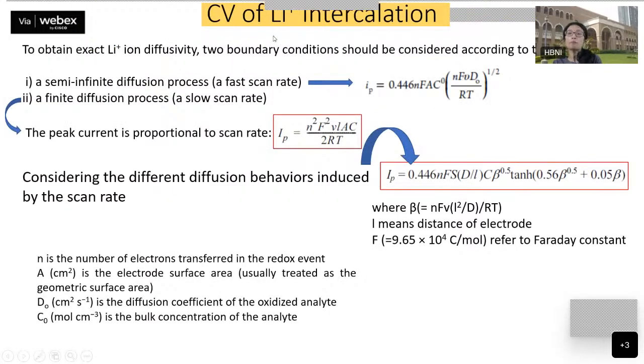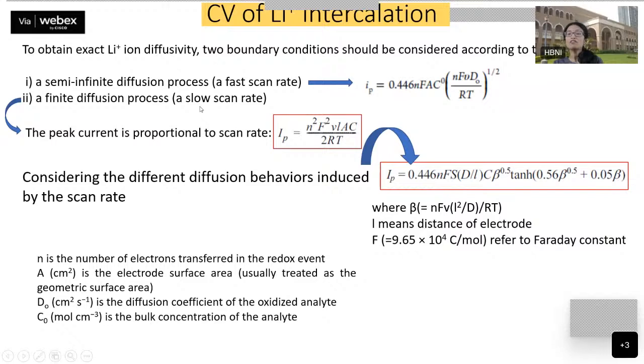Now we'll talk particularly about CV of lithium intercalation. If you want to obtain exact lithium-ion diffusivity, which is very important when you are testing any electrode material, two boundary conditions should be considered according to the scan rate. One is a fast scan rate, when you have a semi-infinite diffusion process. In that case, you have an equation which is similar to the Randles-Sevcik equation.